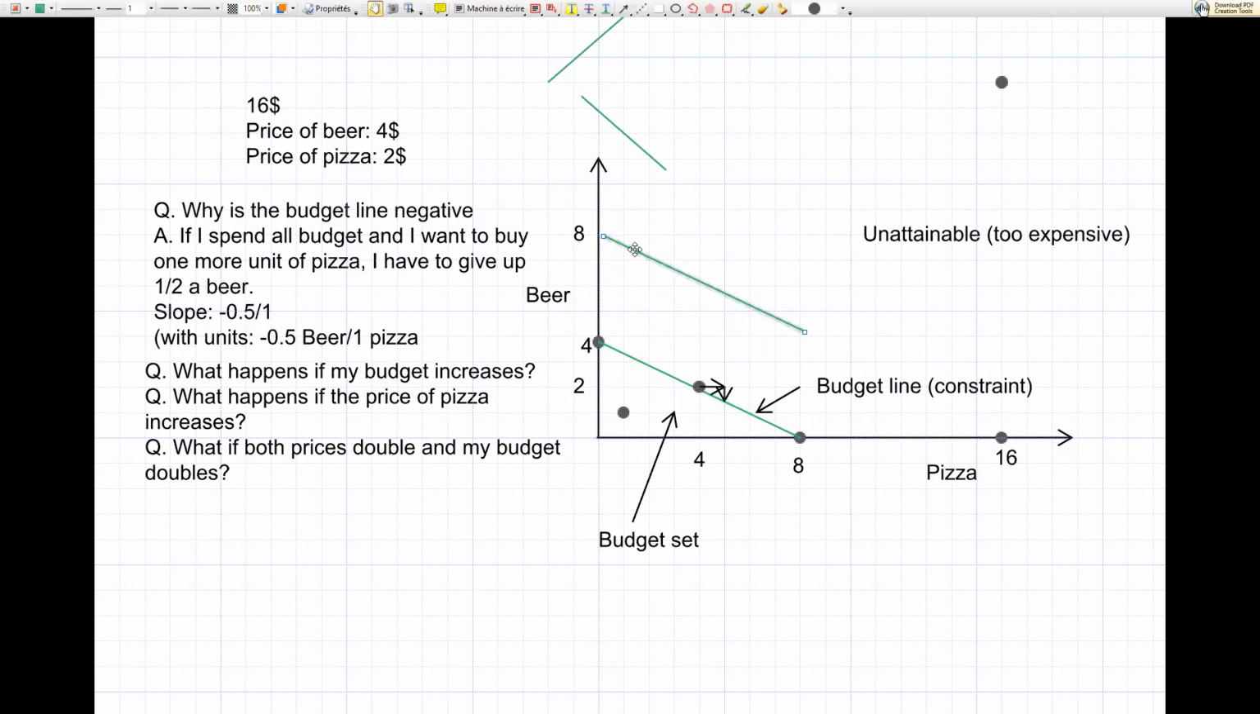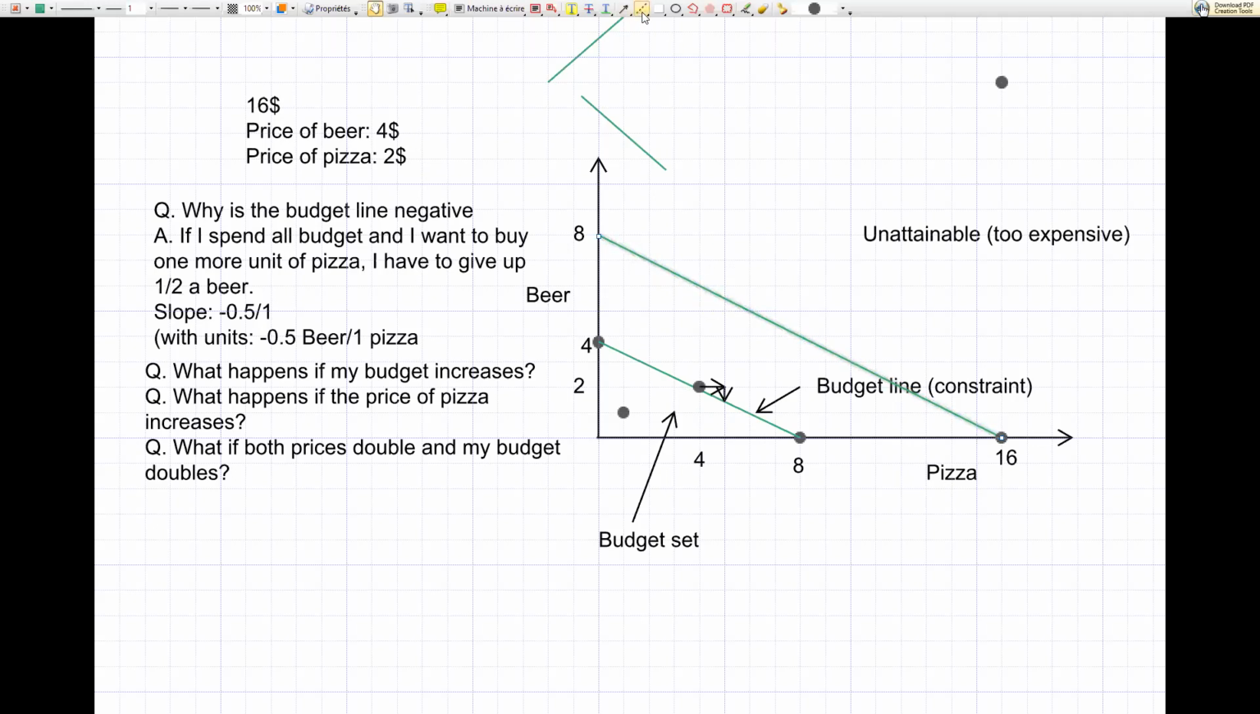So what happened with our budget line? It stayed the same. It has the same slope as before. And why didn't the slope change? Well, the slope is defined by the relative prices. It's how much I have to sacrifice in terms of beer when I increase one slice of pizza I spend on my budget. So here it was 1/2 because the relative price is 2 divided by 4. And here the relative price is again 2 divided by 4. So my budget line still has the same slope as before.